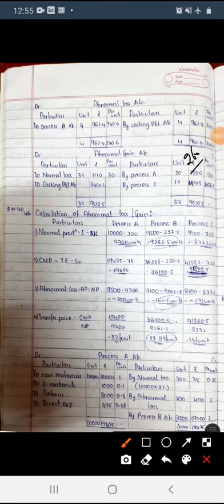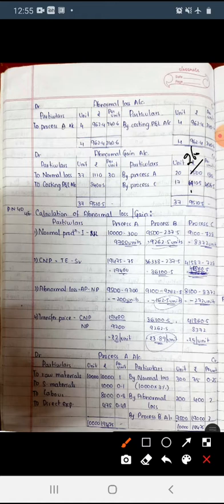Next, okay, then see, now abnormal gain is entered. In process A abnormal gain is there, and in process C abnormal gain is there. Now total abnormal units, how much? 20 plus 17, how much? 37. Normal loss, so okay, 37 units.